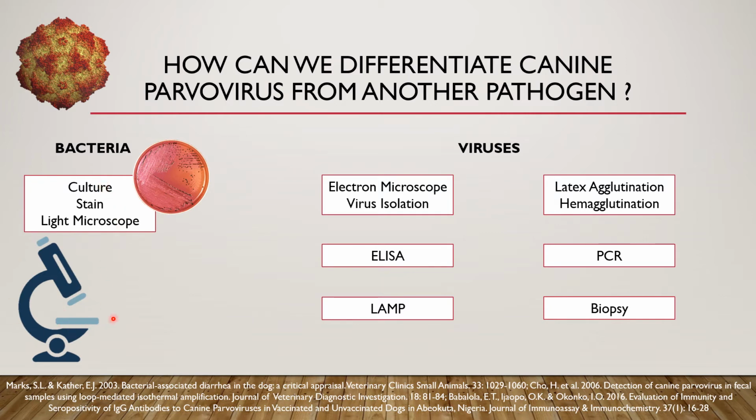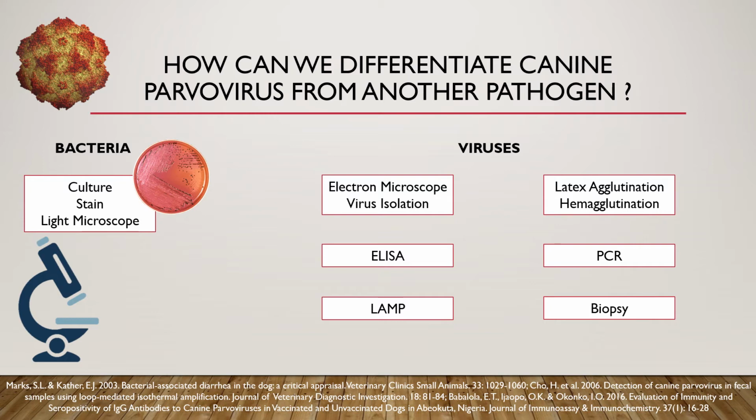More complex tests can, of course, be made, such as PCRs and ELISA tests, but wouldn't necessarily be needed to rule bacteria out. It gets a little trickier when differentiating with other canine viruses, but the laboratory tests discussed in the previous slides can all serve this purpose.